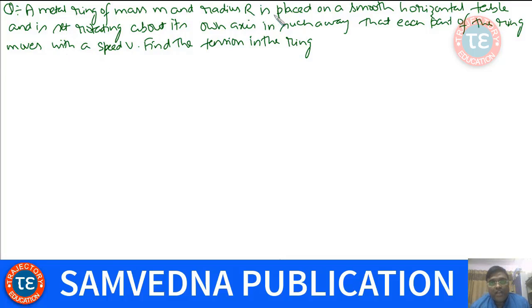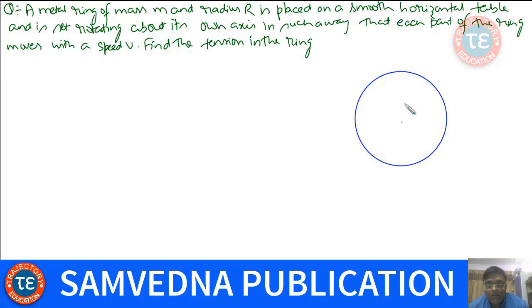See this question. A metal ring of mass m and radius r is placed on a smooth horizontal table and set rotating about its own axis in such a way that each part of the ring moves with a speed v. Find the tension in the ring. See, you have a ring. This is the ring.